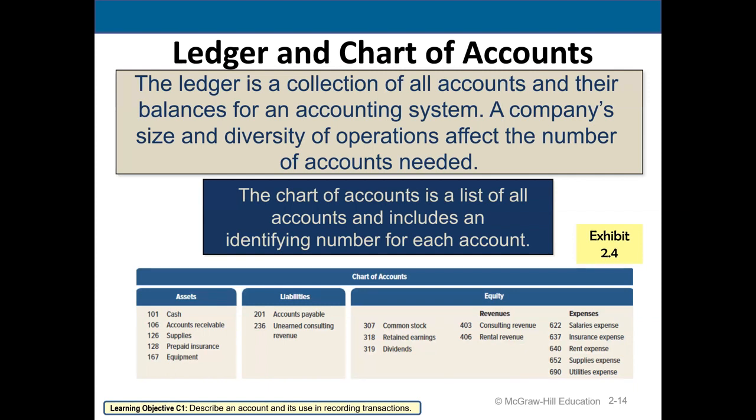And then here's an example of a chart of accounts. So under assets, we have cash. You see how it's labeled 101. So those assets start with a 1. We have liabilities, accounts payable, unearned revenue. They're starting with a 2. And then we have equity. So we have 3s for our retained earnings and dividends, common stock. We have 4s for revenue, 6s for expenses. So this is in line with what you normally would see as far as a chart of accounts, the numbering scheme that they use at an organization.